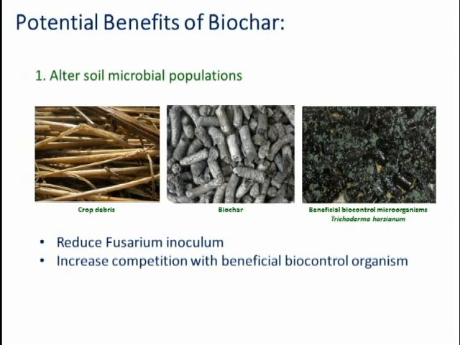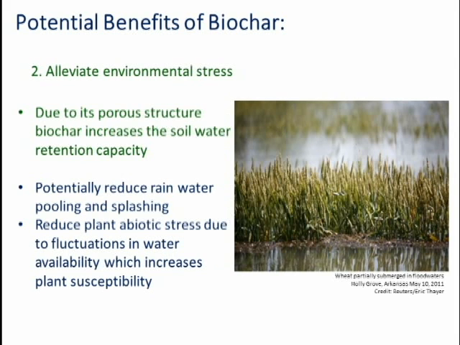While climate is not really controllable, what biochar could potentially give within this system is its porous structure to provide a higher soil retention capacity within the field, which could potentially reduce rainwater pooling and splashing and spread of the inoculum, but most importantly, it would provide a more homeostatic environment versus constant up and down change of water availability.